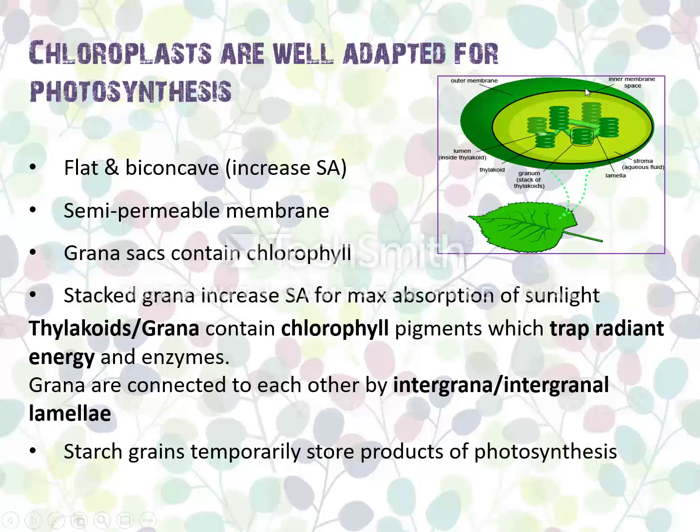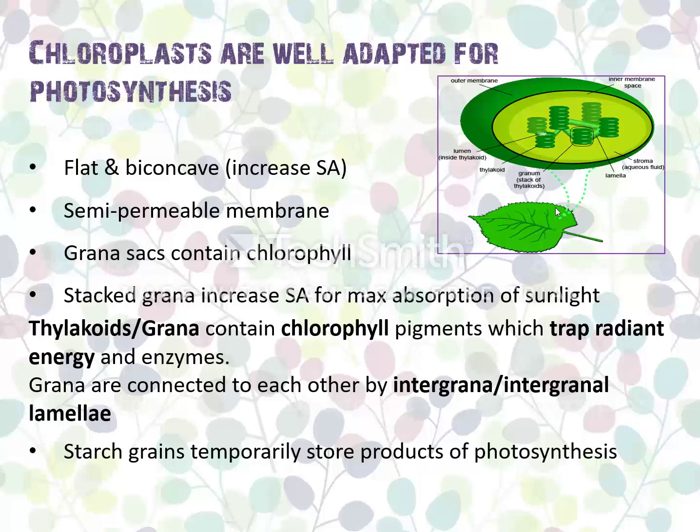Okay, so first of all, and I'm not going to go back to it while I speak, but remember that in the previous slide we saw the chloroplast. So here's a chloroplast. The first thing that we know is that chloroplasts are quite flat and biconcave shaped, and that allows them to have a larger surface area. I want you to remember the chloroplast is going to absorb sunlight, so an increased surface area means more sunlight will be absorbed.